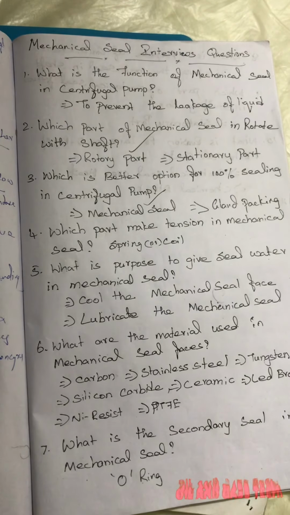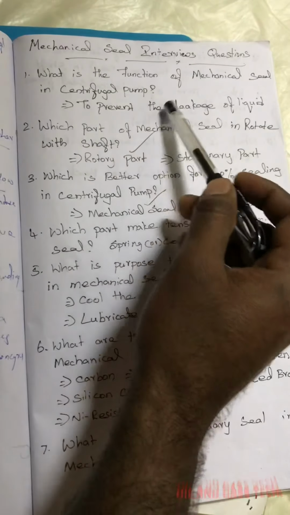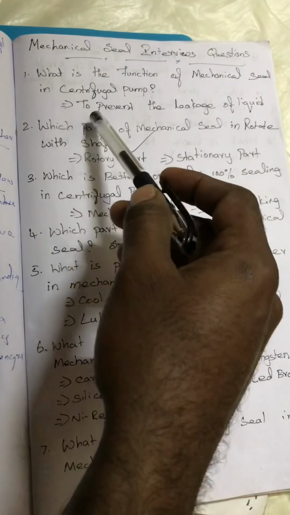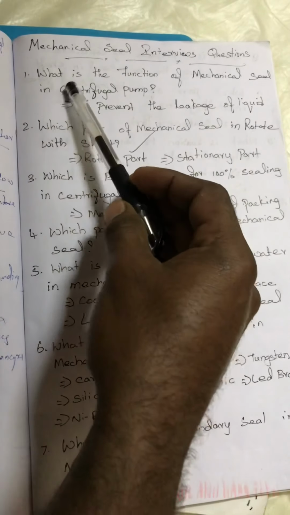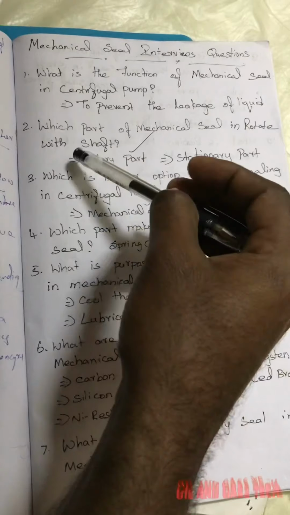Okay, first question. What is the function of mechanical seal in centrifugal pump? To prevent the leakage of liquid.